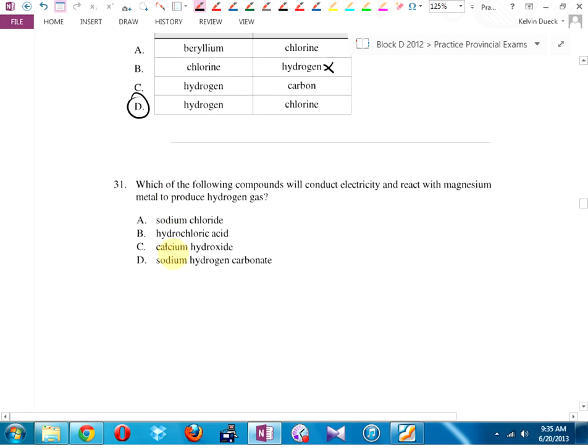Which of the following compounds will conduct electricity and react with magnesium to produce hydrogen gas? So you're looking for metals. Or sorry, no. You're looking for an acid, I believe. Acids conduct electricity, and when you drop magnesium in them, you get bubbles, and that bubble was hydrogen gas. We did a lab to that effect. So, I'm looking for an acid, right?